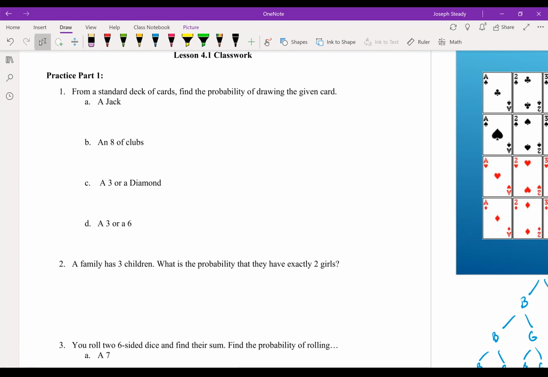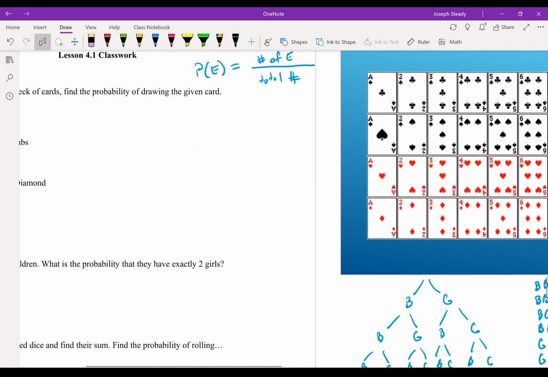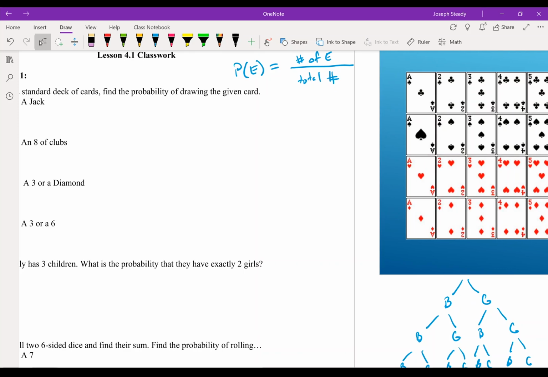So remember, we want to find the probability of drawing the card they're telling us, which means we are always thinking of that one equation. The probability of a certain event happening is the number of ways that E can happen divided by the total number. For a deck of cards, it's kind of convenient because there are 52 cards in the deck, so the bottom of that fraction is usually just going to be 52.